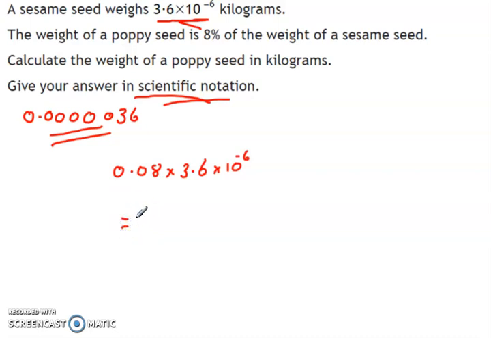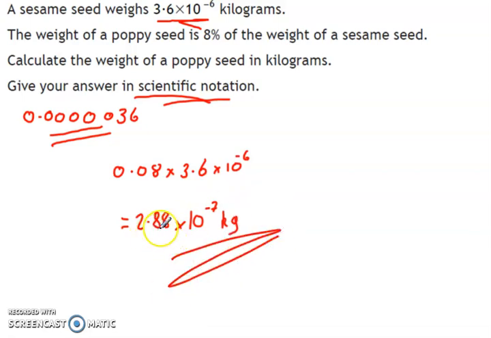final answer down. Now for this question, regardless of which way we do it, when we turn it back into scientific notation, we get 2.88 times 10 to the power of negative 7. And we have to make sure we include the units, kilograms. So there you go, 2.88 times 10 to the negative 7 kilograms. That is the weight of a poppy seed.